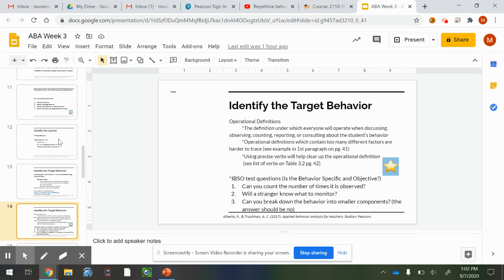So, can you count the number of times that it is observed? So whatever the behavior is, Johnny hits. Okay, can you count that? Yes, you can count the number of times someone hits. Will a stranger know what to monitor?